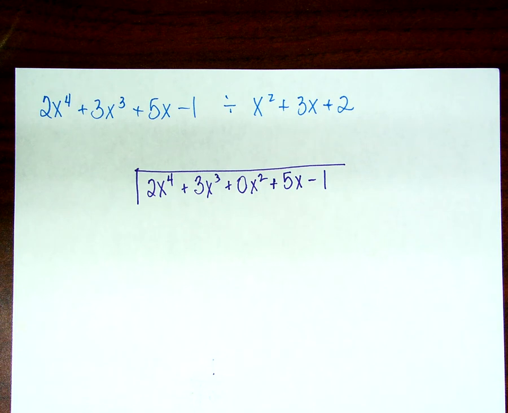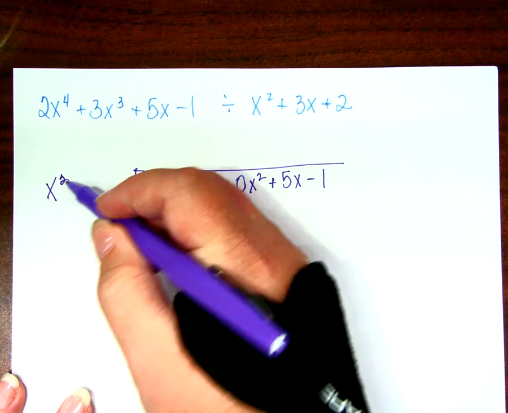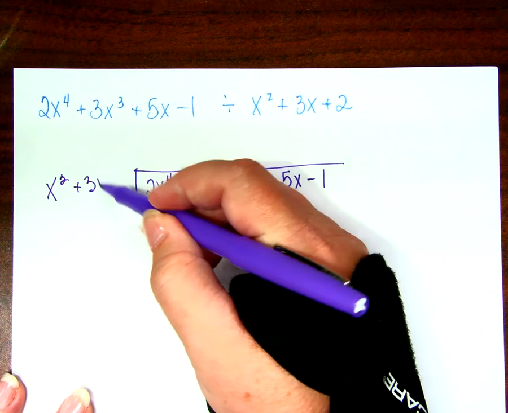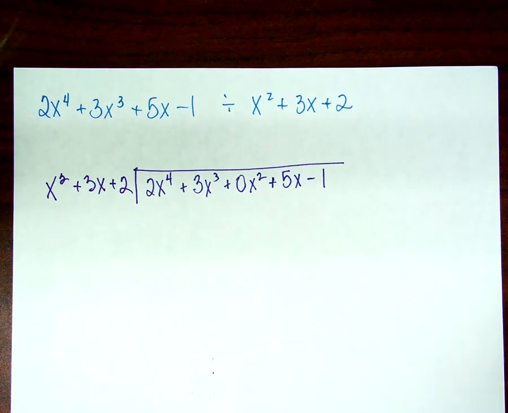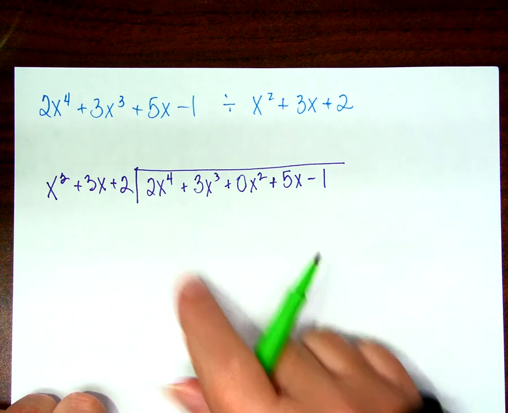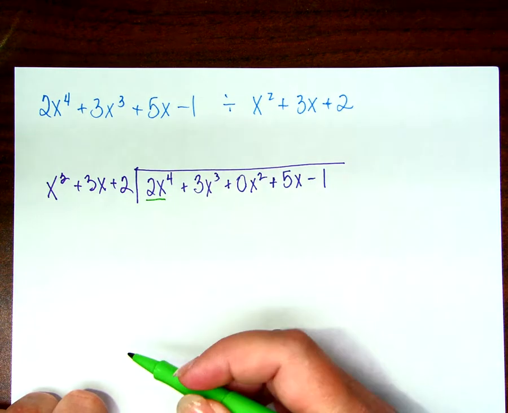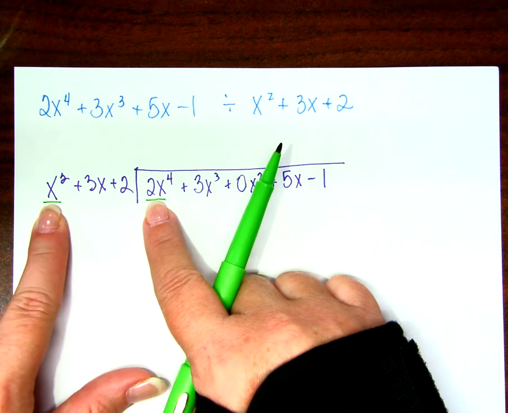Okay. What else goes where? The other goes in the front, right? So x squared plus 3x plus 2 goes in the front. Now, here's where it's just slightly different in our favor. Slightly different in our favor, okay? I don't divide this whole thing by this whole thing. I just divide this by this. That's it. Just the first term by the first term.